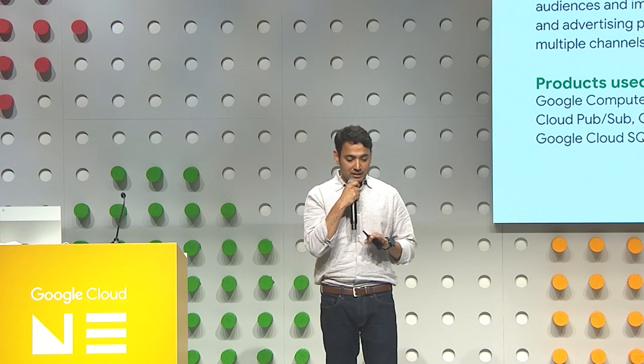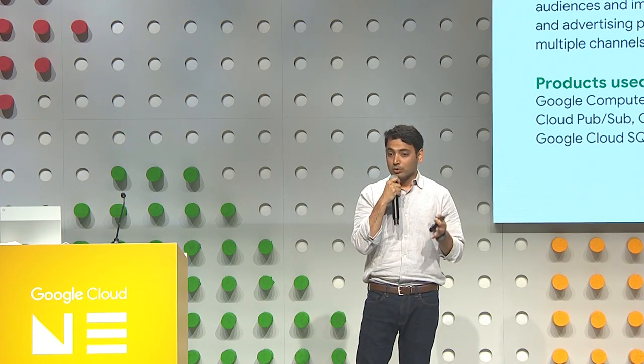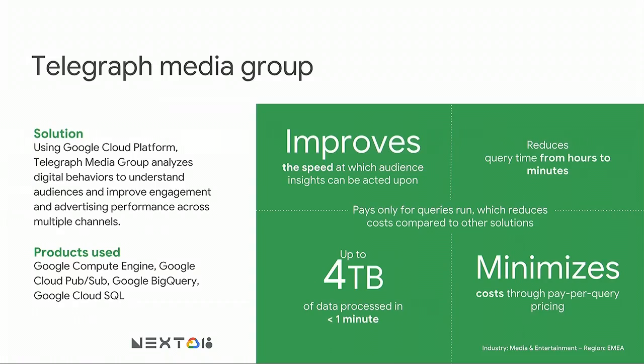Now Telegraph Media is essentially analyzing more than 4 terabytes of data in less than a minute. They minimize their cost per query. Look at how fine-grained some of these customers are going. They're essentially trying to track how many times the data warehouse is getting queried, what's the volume of data that is getting queried, what's the cost per query.